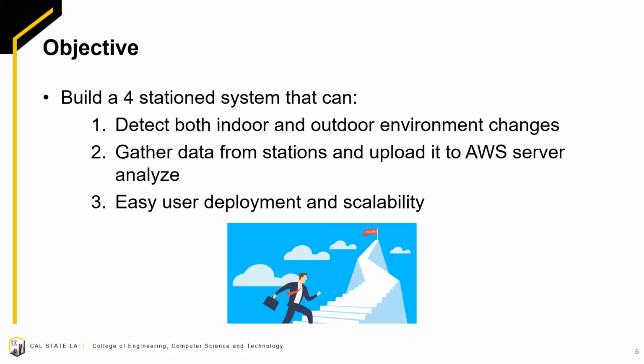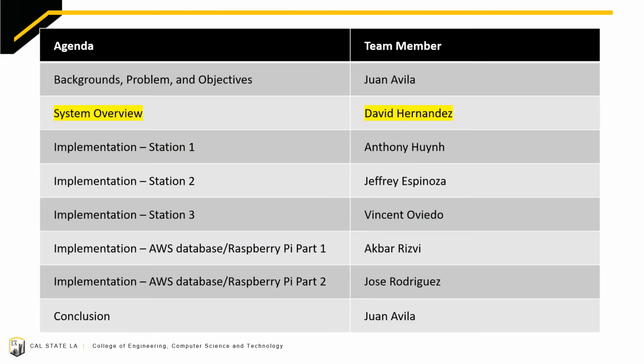And lastly, we want the system to be easily deployable by the user and have them be able to build on top of our existing infrastructure. So for example, if someone wanted to add another station or a set of sensors, they can add it to our network with ease. Now, I'll be passing it on to my colleague David.